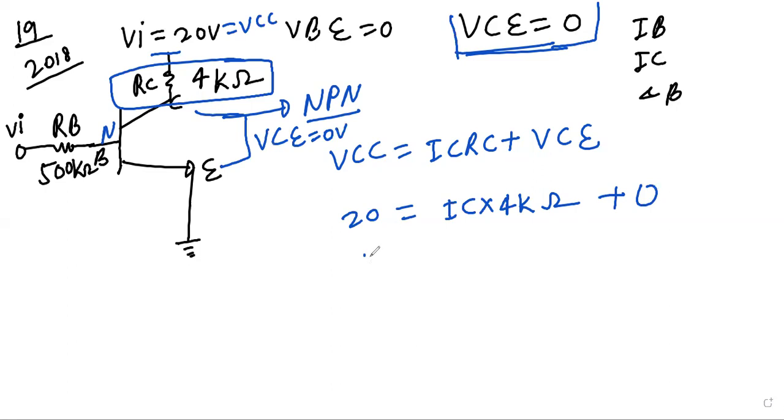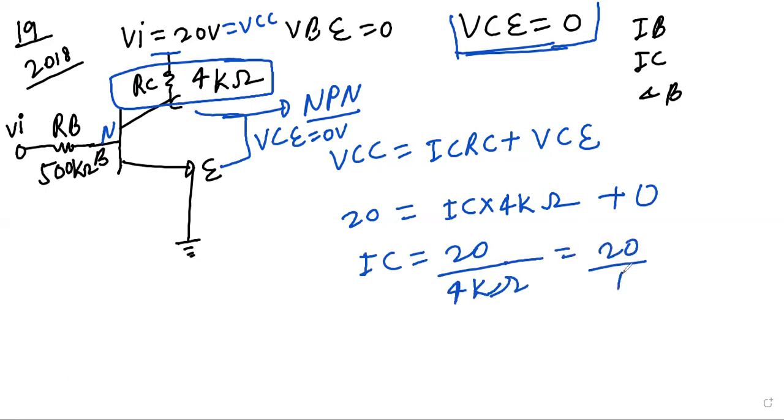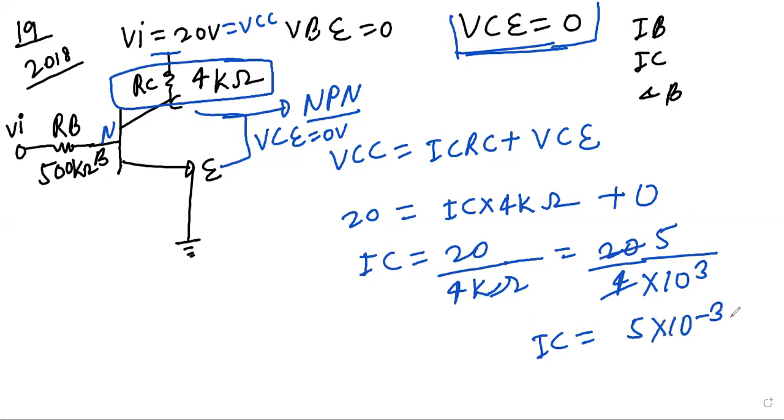So IC is nothing but 20 upon 4 kilo ohm. So it is coming out to be 20 by 4. Kilo means 10 raised to the power 3. So IC is nothing but 5 into 10 raised to the power minus 3 ampere. So the answer will be 5 milliampere.